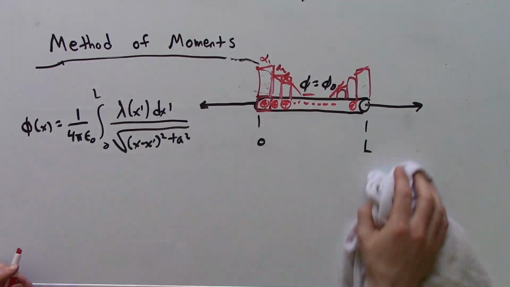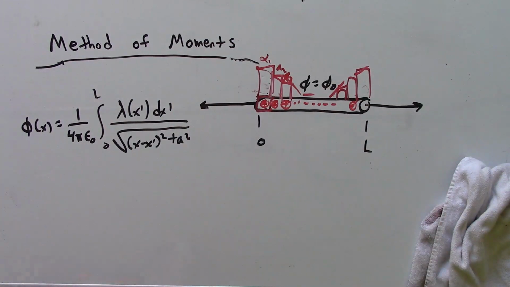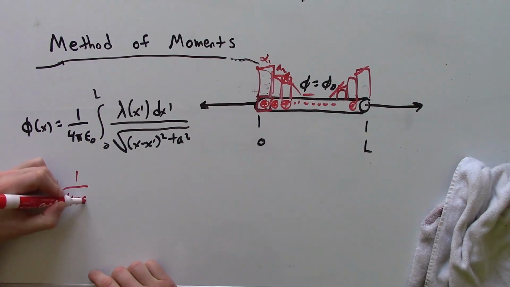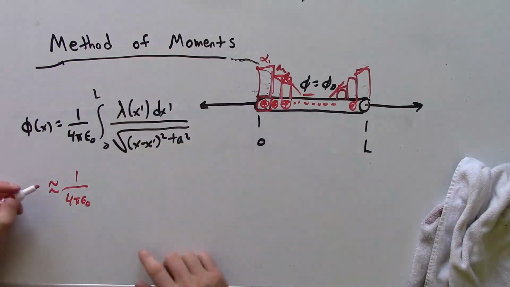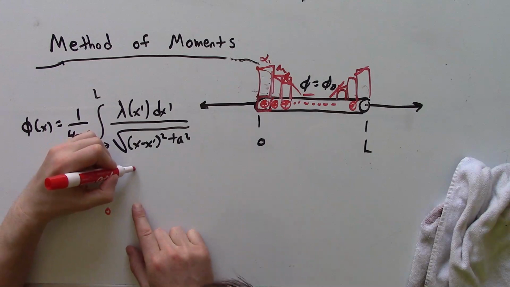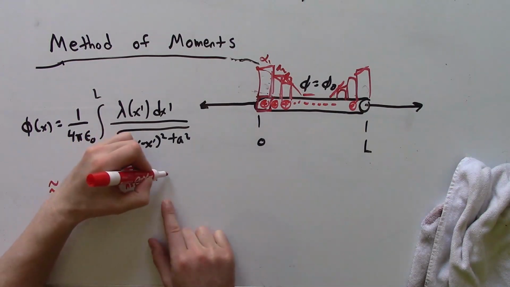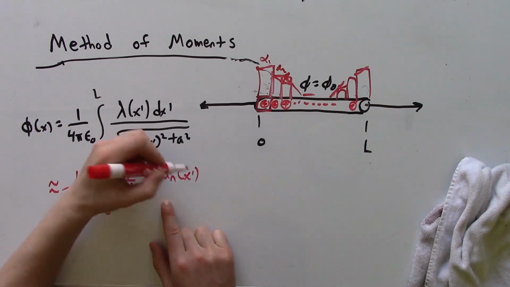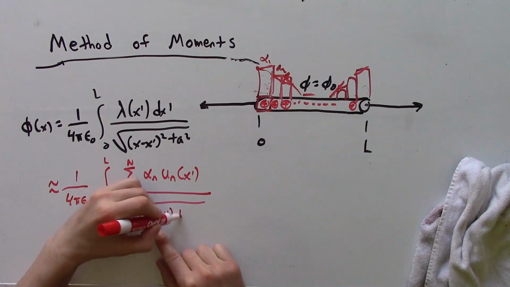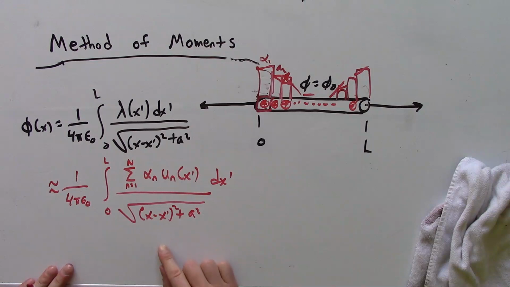So all we do is plug in that basis function here. So what you'll get is something kind of like this. So it's approximately 1 over 4 pi epsilon naught, right? Because we're not going to use the true continuous function here. I'm just going to say the summation from n equals 1 to big N, alpha sub n, u sub n of x prime, all over square root of (x minus x prime) squared plus a squared, dx prime, like so.